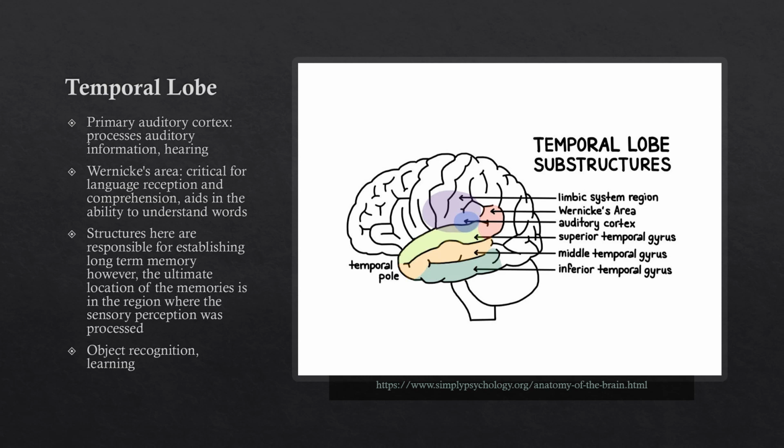Memory is a sensory function because memories are recalled sensations. For example, you smell chocolate chip cookies and think of times you baked with your mom. Or you hear a certain song and it brings you back to a specific time you heard it play. Structures here are responsible for establishing long-term memory. However, the ultimate location of the memories is in the region where the sensory perception was processed.